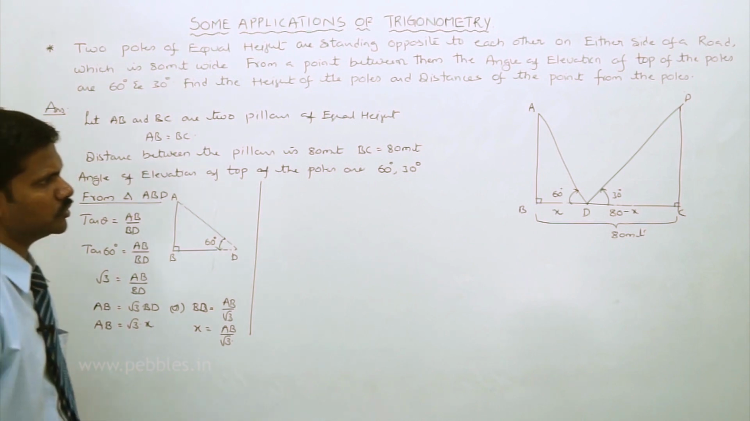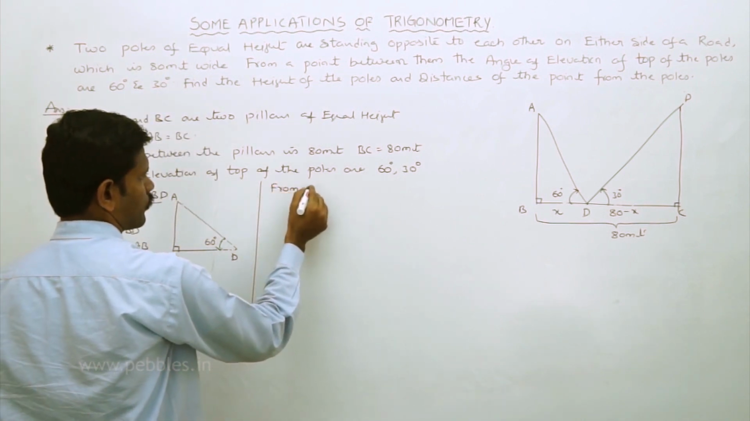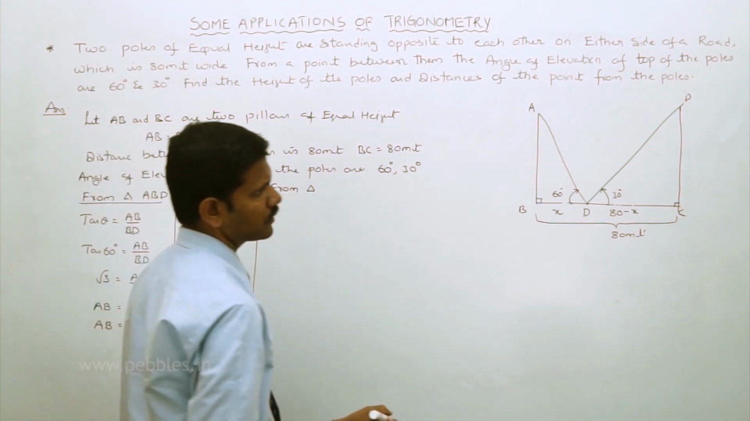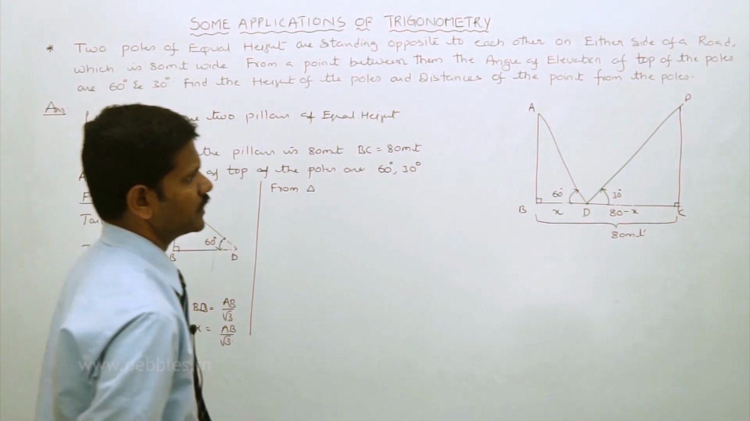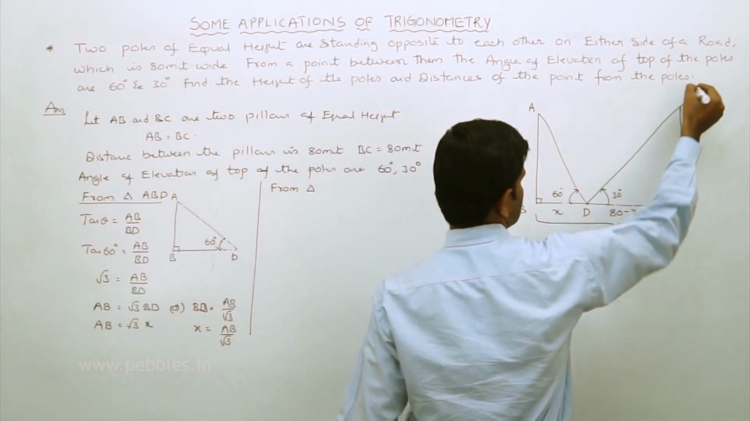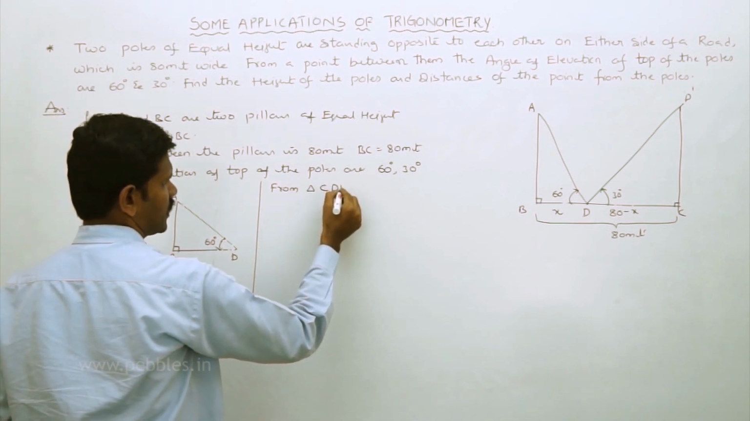Now, let us come to the second diagram. From triangle CDD dash, let us come to D and D dash.